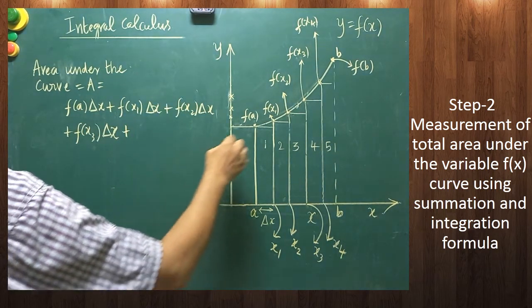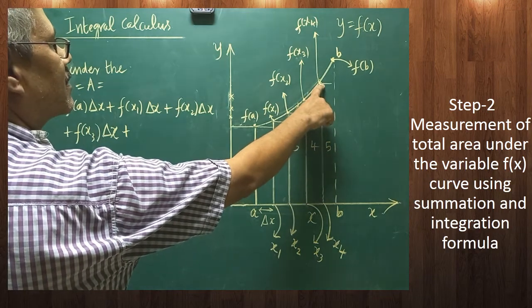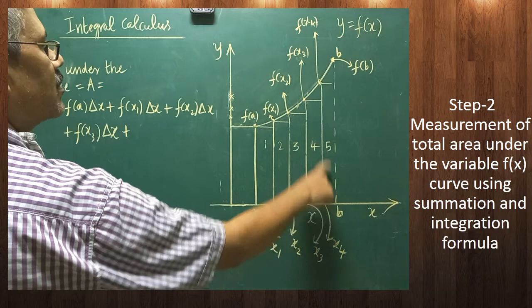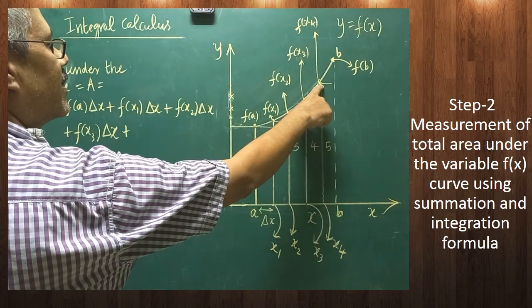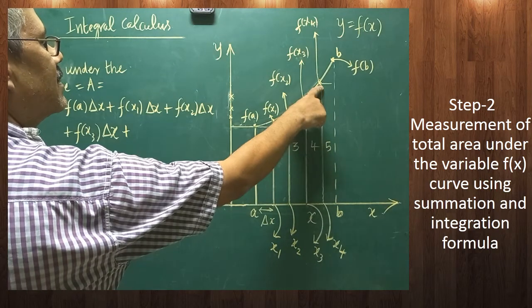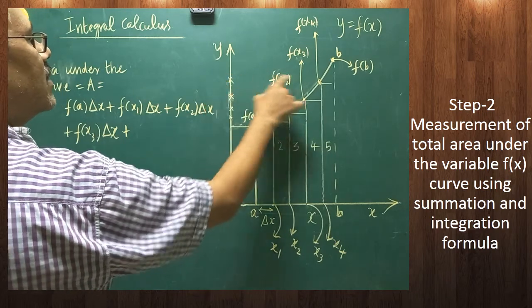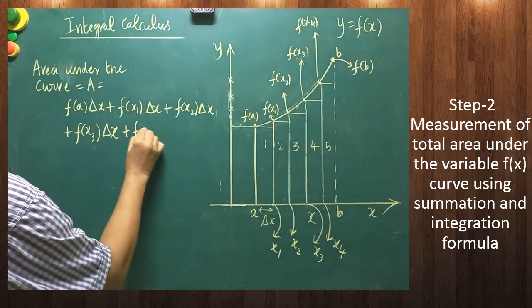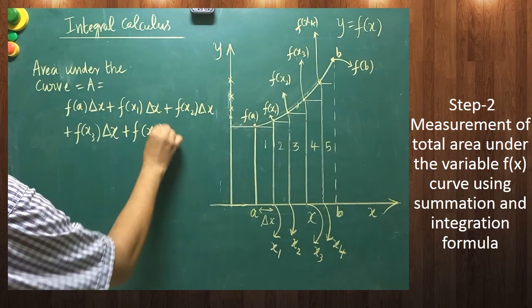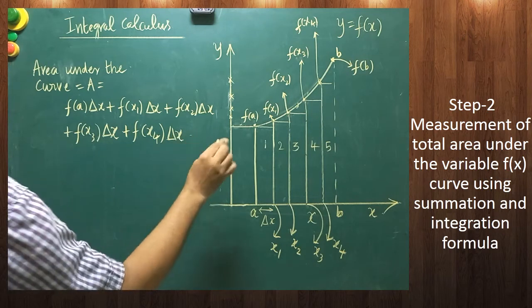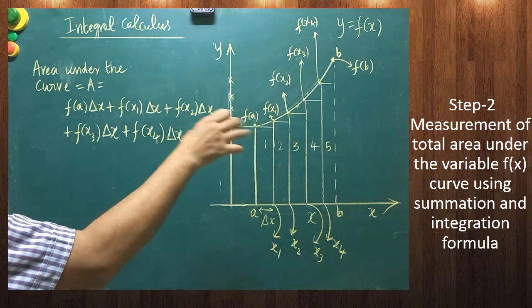So how to find out? Look at the spot here. This is the point related to x4. For the fifth strip, this is the height. Therefore, the corresponding y value is called y is equal to f of x4. So f of x4 into what is the width here? Del x. So I have calculated the area of the individual strips.